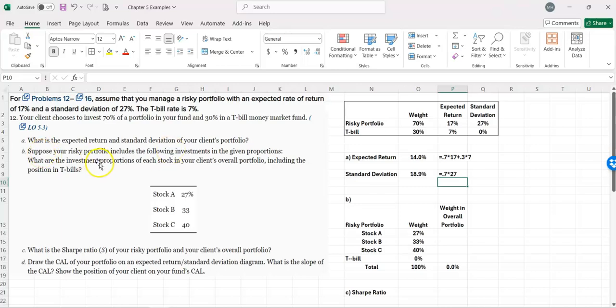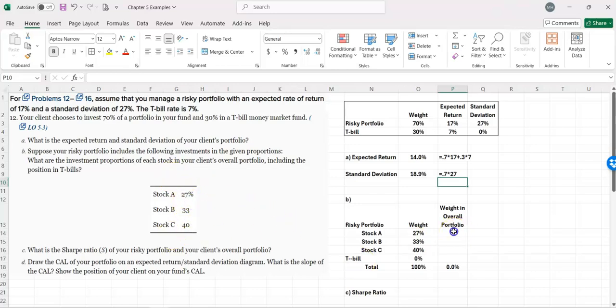So next part B, suppose your risky portfolio includes the following investments given proportions. What are the investment proportions of each stock in your client's overall portfolio, including the position in T-bills? So we already know that T-bills are 30%, but we've got 27%, 33%, and 40% that comprise the risky portfolio.